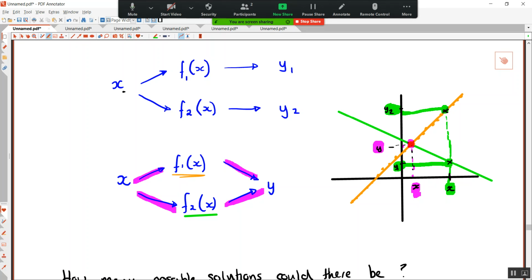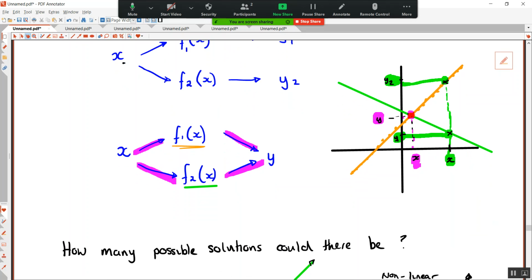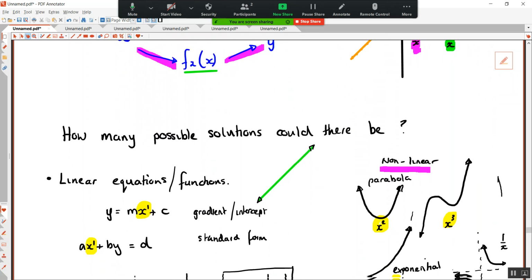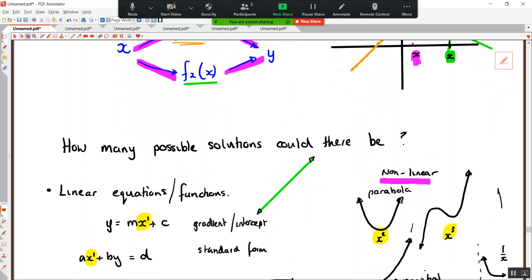And then, if you're happy with that, we then talked about, well, how many possible solutions could there be? All right, how many could there be? And we had this discussion about, first of all, what do we mean by a linear equation? And we talked about, well, linear equations are ones that give me straight lines. Okay, so I get a straight line.